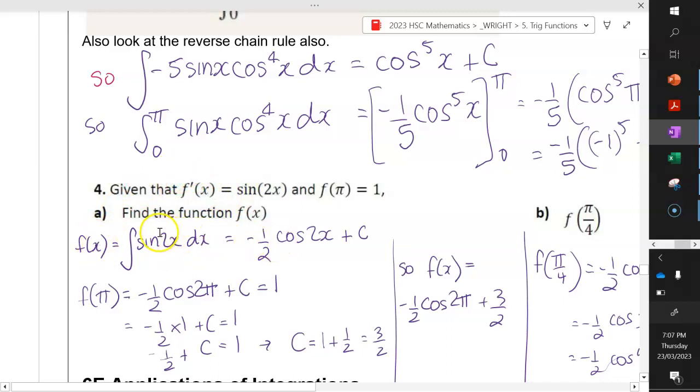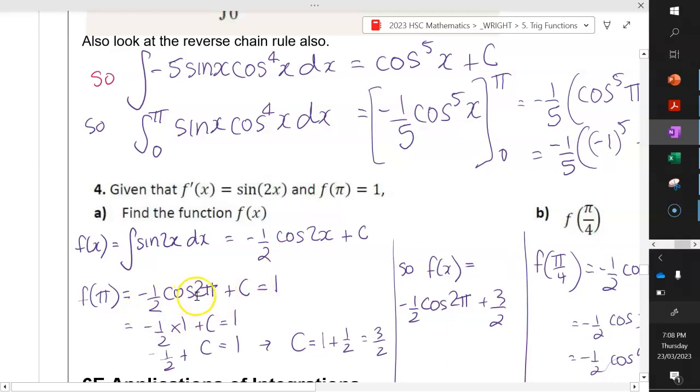If we do that, we're going to divide by the derivative of 2x, so divide by 2, so we get a half, and our sine when we integrate becomes minus cos, and the 2x stays there, but we're going to go plus c. You guys need to remember plus c. We're forgetting that a little bit, okay? F of pi is equal to 1. So if I pop pi in here where x is, and let that equal 1, I'm going to be able to solve for c.